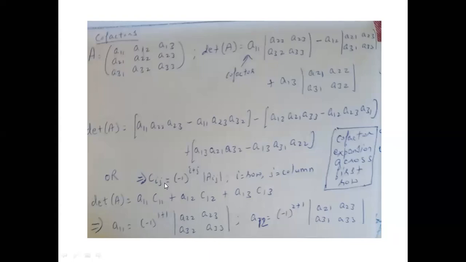So i and j will be 1 and 1. So you have minus 1 raised to 1 plus 1, so minus 1 raised to 2, which is 1. And the determinant here, which is this.